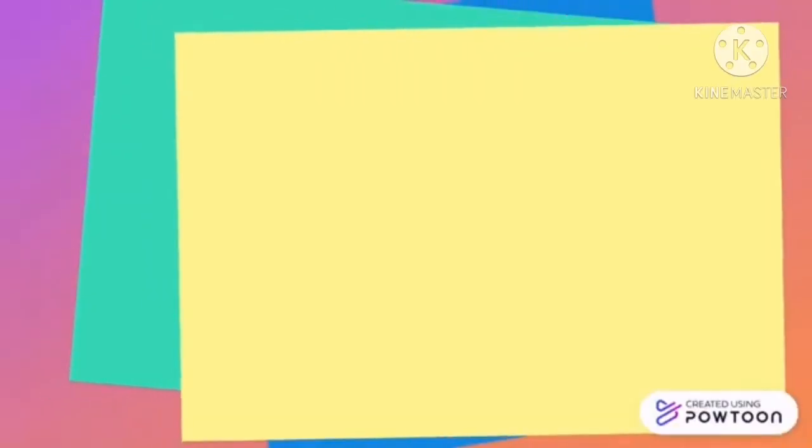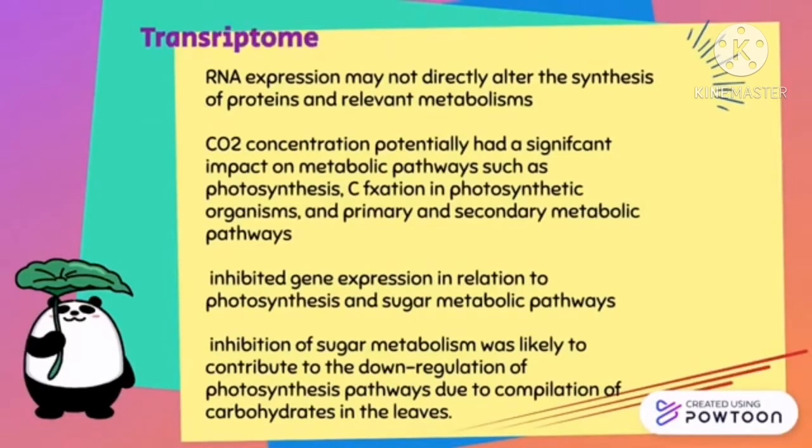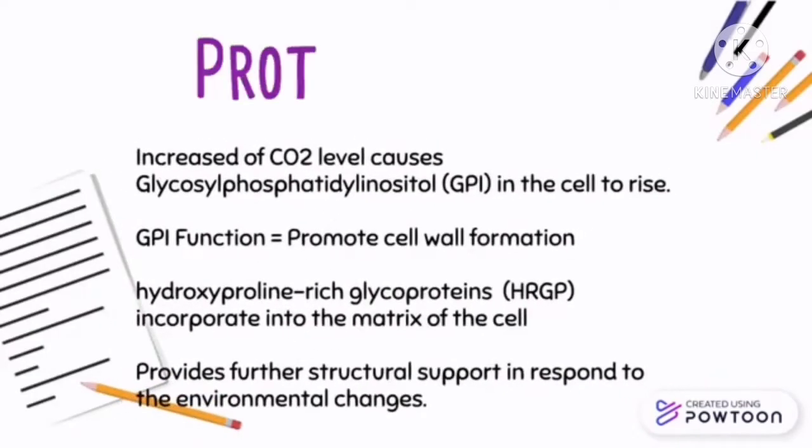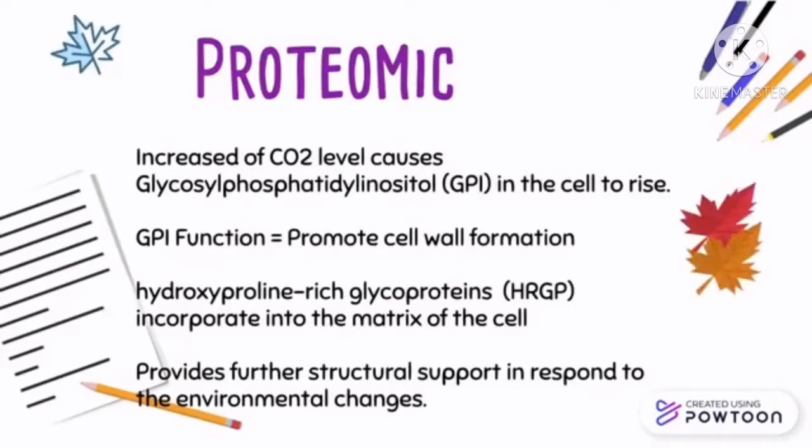After that, let's go to transcriptome. Increased CO2 concentration actually inhibits the gene expression related to photosynthesis and sugar metabolic pathways. This contribution will bring down the regulation of the photosynthesis pathway due to the accumulation of carbohydrate. At the proteomic level, it causes the GPI to increase, and the cell wall formation increases as well. And HRGP actually incorporates into the cell matrix, which provides further structural support to the plant cell wall.